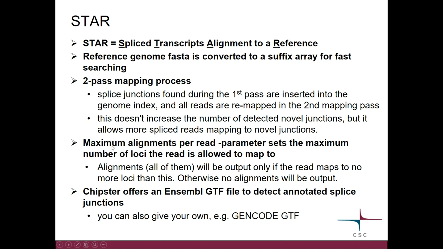Then differently from HISAT, STAR has a parameter which says maximum alignments per read. And here the meaning is that if a read has more equally good alignments than this number, then none of them will be reported. If it has fewer alignments than this number, then all of those alignments, if they are equally good, will be reported.